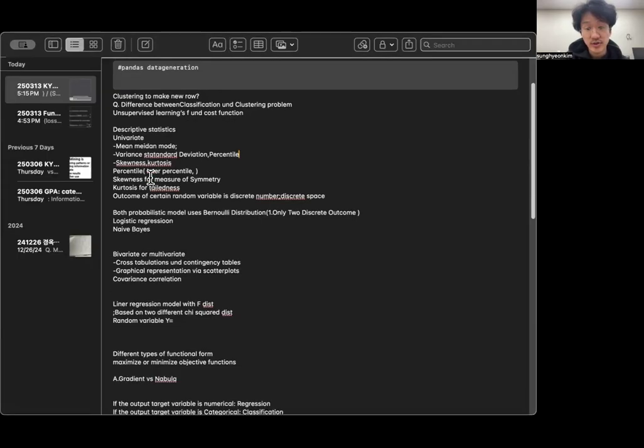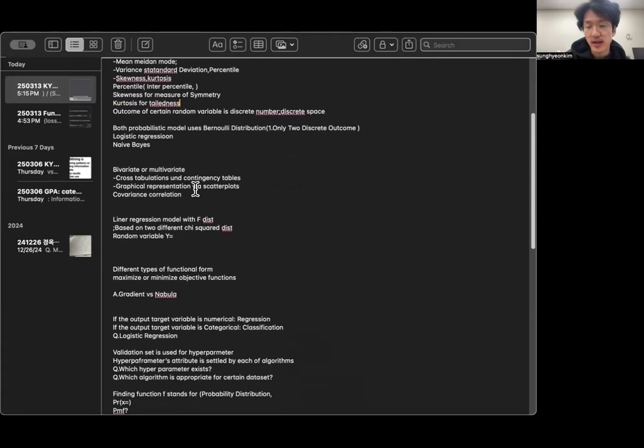And there is skewness, which is a measure of symmetry, and kurtosis, which is a measure of tailedness. There was a famous book, Black Swan, written by Nassim Taleb, which talks about how a long tail changes everything against the normal distribution. We can easily see with kurtosis how long the tail is and how thick it is, and so on.